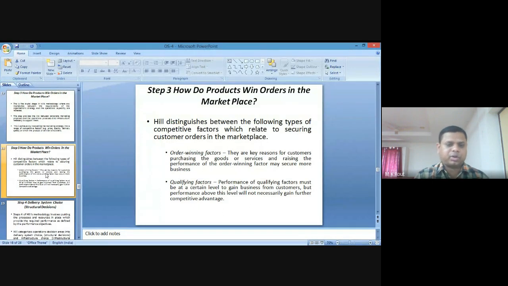So similarly, if you compare with another variant, what will happen? People directly reject those. You can say the factor rating is on a very high side. If you see the last point, the performance level does not necessarily gain further competitive advantage. So even if you have all the features, you still cannot compete in the market. Just like Renault, that's the case.